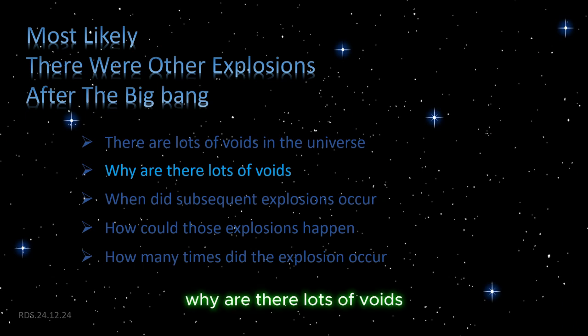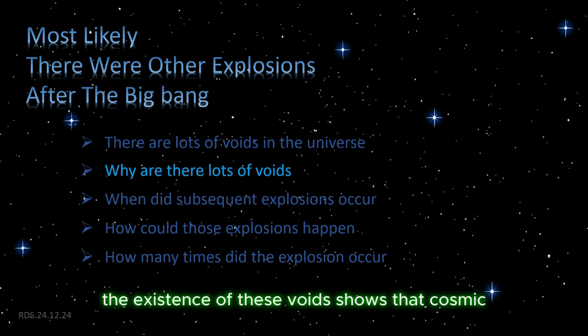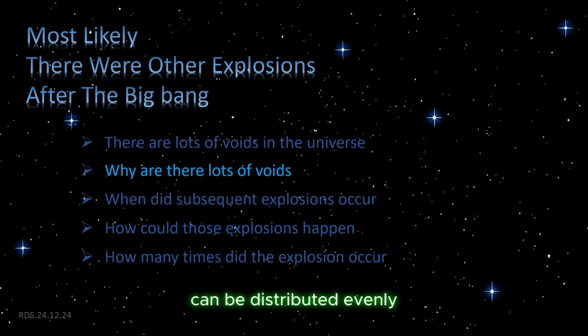Why are there lots of voids? The existence of these voids shows that cosmic objects are not evenly distributed in the universe. Whereas, with one Big Bang explosion, we expect that the remnants of the explosion would be distributed evenly and move in a straight line, like spokes on a wheel whose paths will never cross each other.